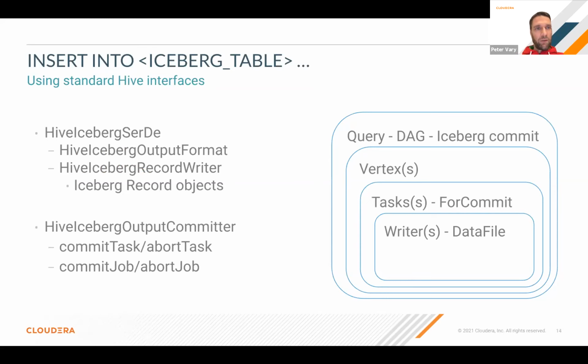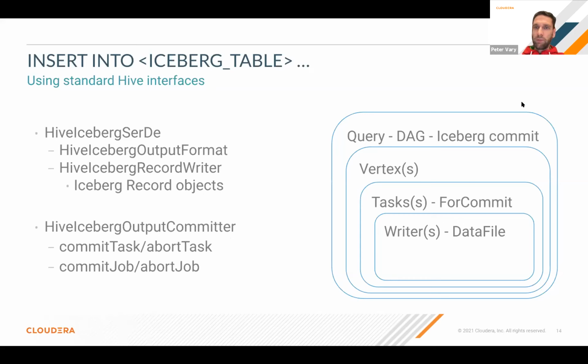And Hive also has interfaces. These are the interfaces for writing data into the table. Basically, it uses the Hadoop output committer. It uses the output format to write the data, which creates a record writer. And when this record writer writes out the Iceberg record object, then the output committer can be used to commit the changes to the tables.